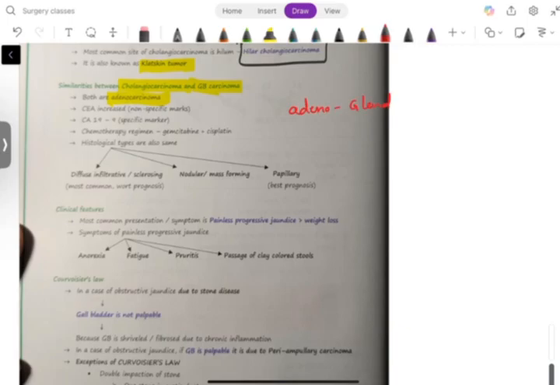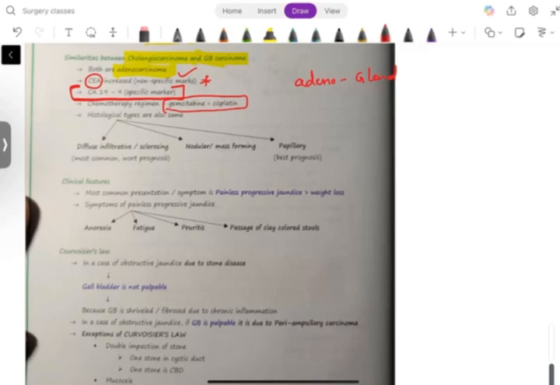Okay, both are adenocarcinoma. After that, CEA, that is carcinoembryonic antigen. Okay, so that is a non-specific marker, whereas the specific marker is CA19-9. Okay? So after this, the chemotherapy regimen for both is gemcitabine plus cisplatin. Other than that, histological types for both are diffuse or infiltrative or sclerosing, nodular or mass forming, and papillary.